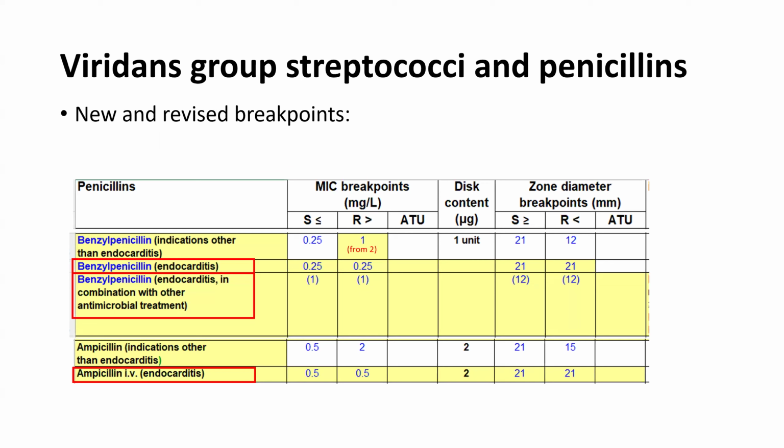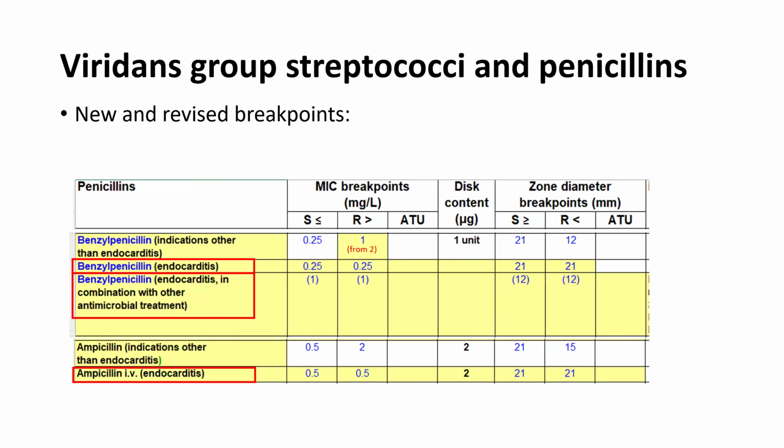Anna Karin slightly mentioned this now because we have some new rows. So the first one is benzyl penicillin indications other than endocarditis, where it's quite the same, except for also here our breakpoint is changed from 2 to 1. And then we have a now separate row that's for endocarditis with unique breakpoints. And then we have a third row, and that's endocarditis in combination with other antimicrobial treatments. So there you have to have the breakpoints in brackets.